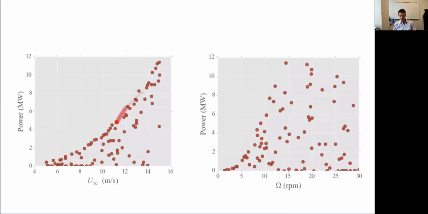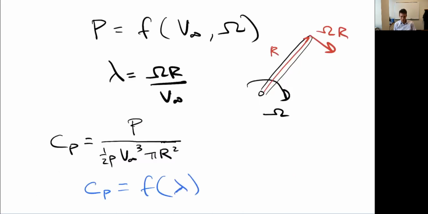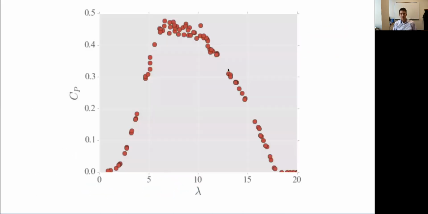So let's go back. Let's take that exact same data, but instead of plotting it this way, we'll plot it in terms of tip speed ratio. We'll take this power and non-dimensionalize it. And this is what we get. Now we can see some very clear structure. There's some noise there, but there's clearly some sort of underlying behavior.